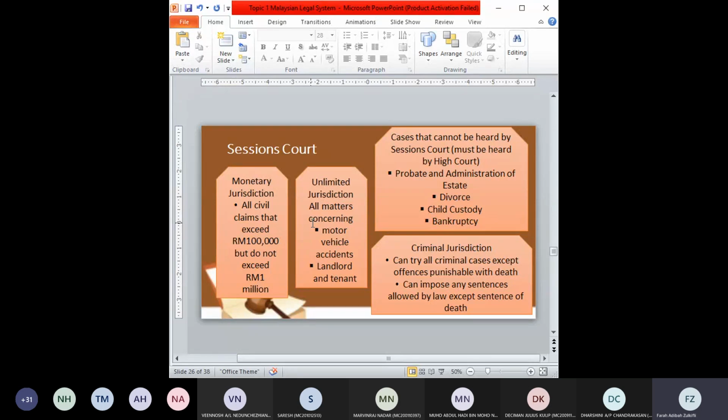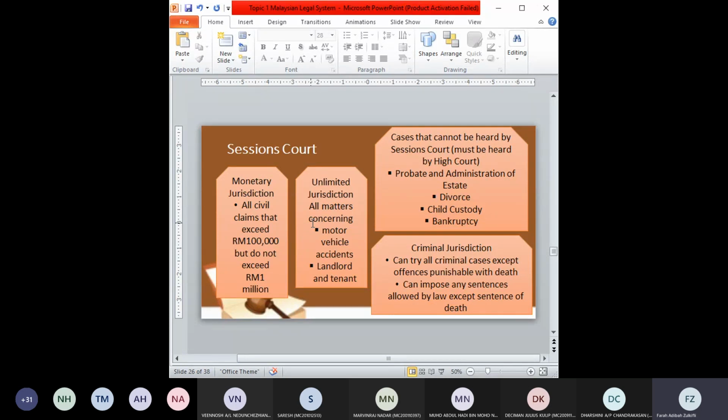Also, if you are a non-Muslim and you want a divorce, the case must be heard by the High Court. The Sessions Court doesn't have any power to hear your divorce case. Similarly, child custody. When you are divorced and you want to fight for the custody of your child, the case must be heard in the High Court.